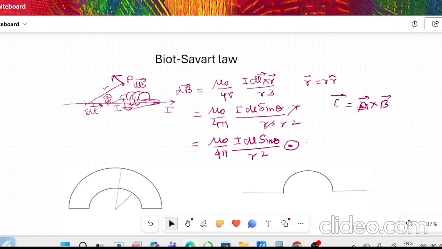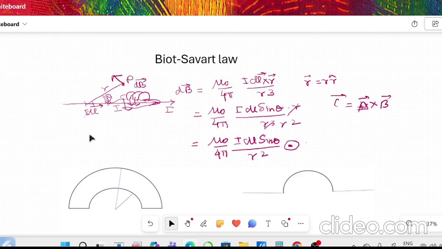I will take several configurations, that is circular or straight or some mixed configuration of the current carrying conductor, and then I will calculate the magnetic field for each of them. And at the end of the session, I will show you practically, that is visually, how this magnetic field can be created and what its direction is. So please stay with me.